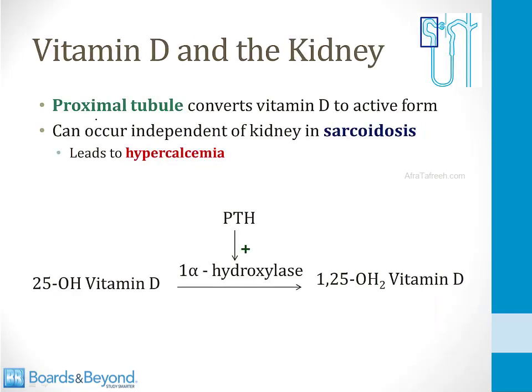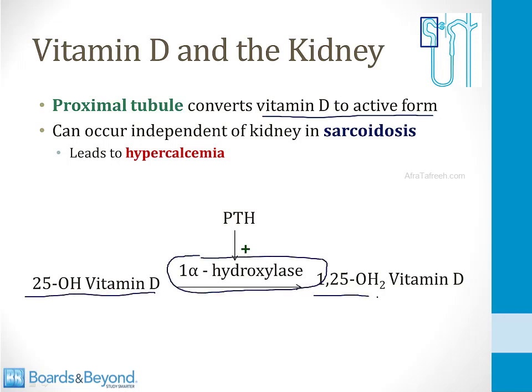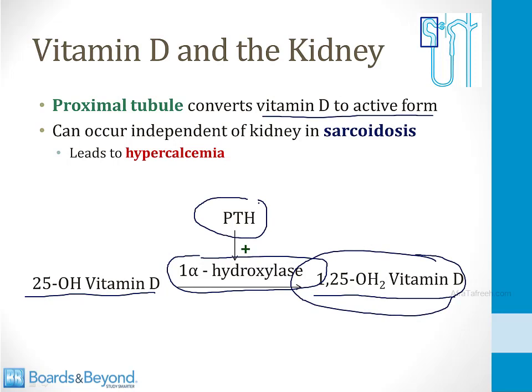Also in the proximal tubule, parathyroid hormone increases the conversion of vitamin D to its active form. There is an enzyme found in cells of the proximal tubule called 1-alpha hydroxylase. It converts 25-hydroxyl vitamin D into 1,25-hydroxyl vitamin D, which is the active form of vitamin D, and parathyroid hormone activates this enzyme. I talk about this whole process of activation of vitamin D in more detail in the biochemistry modules.